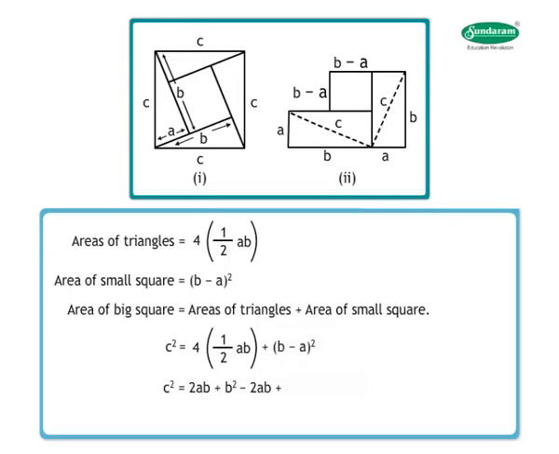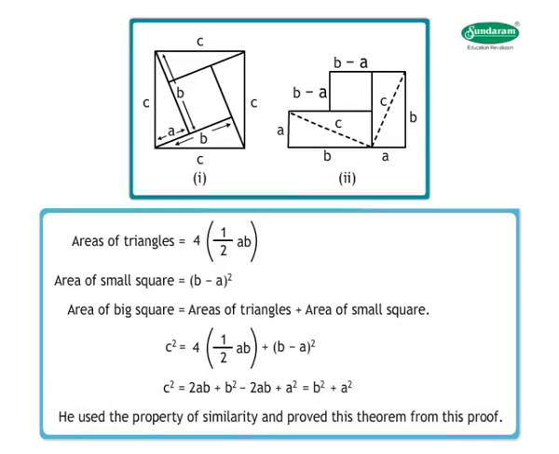C square is equal to 2AB plus B square minus 2AB plus A square, which is equal to B square plus A square. He used the property of similarity and proved this theorem from the proof.